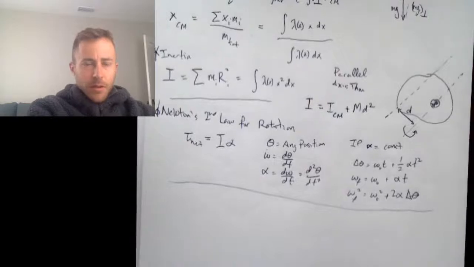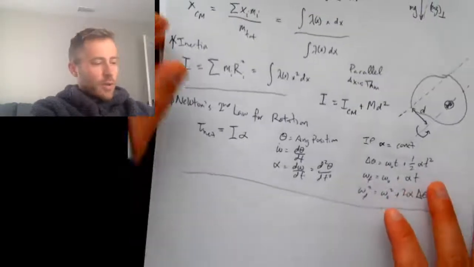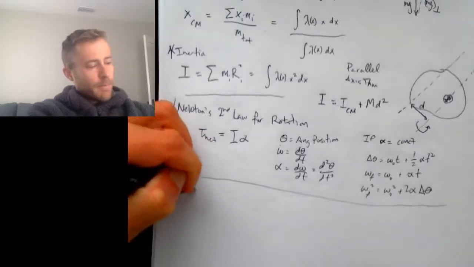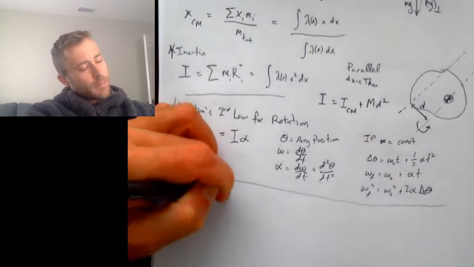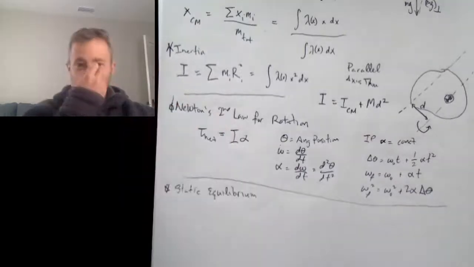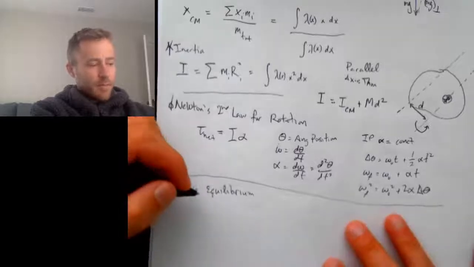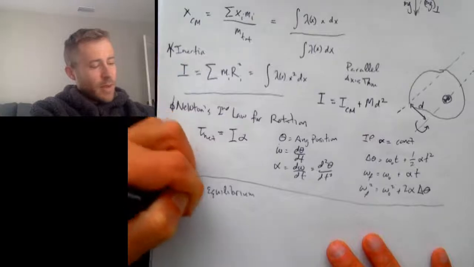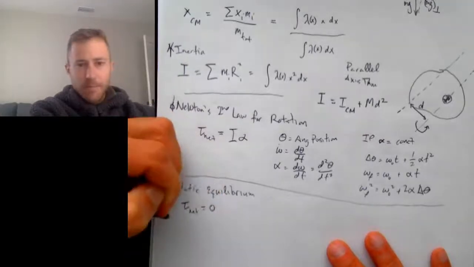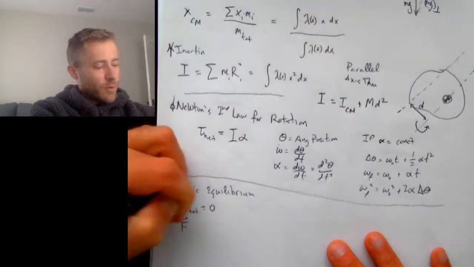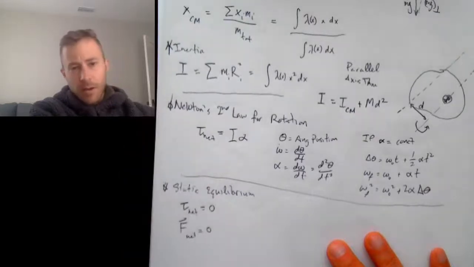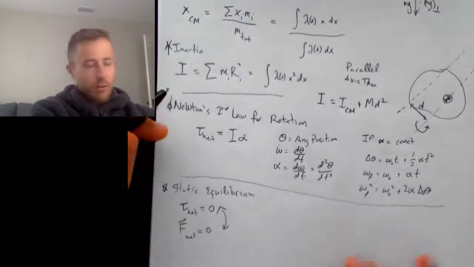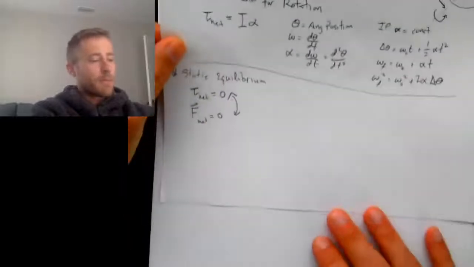All right. So then we went on to talk about static equilibrium. Okay, and static equilibrium is when an object is not rotating or translating, and that means that the net torque is equal to 0, and it means that the net force is equal to 0. Okay, so this results in a system of equations that you will use to solve whatever you need to solve for.